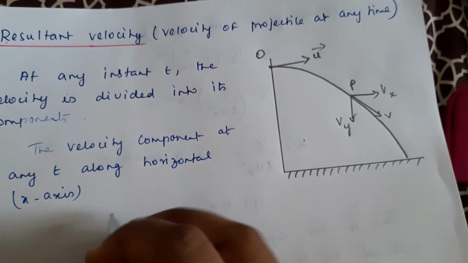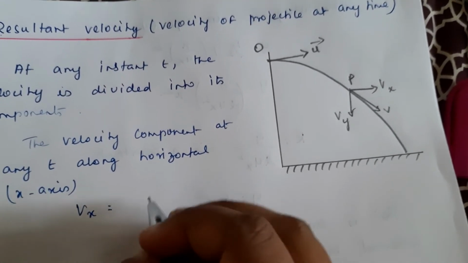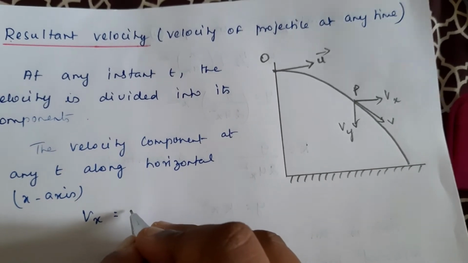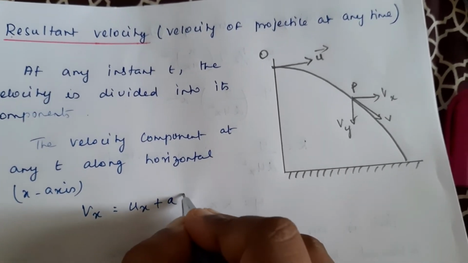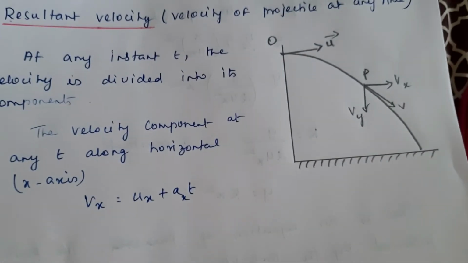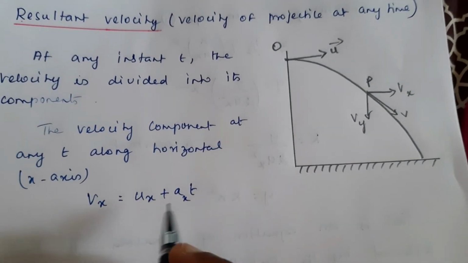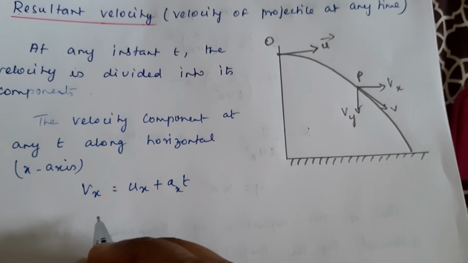This can be written as Vx. Vx can be written using the equation V is equal to u plus at. So it is ux plus a into t. Here a is ax, acceleration along the x direction, and the velocity along the x direction.